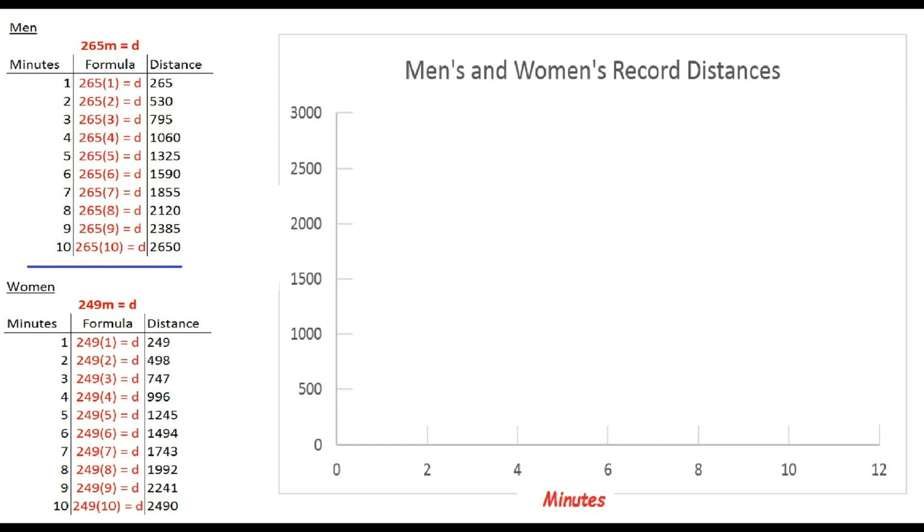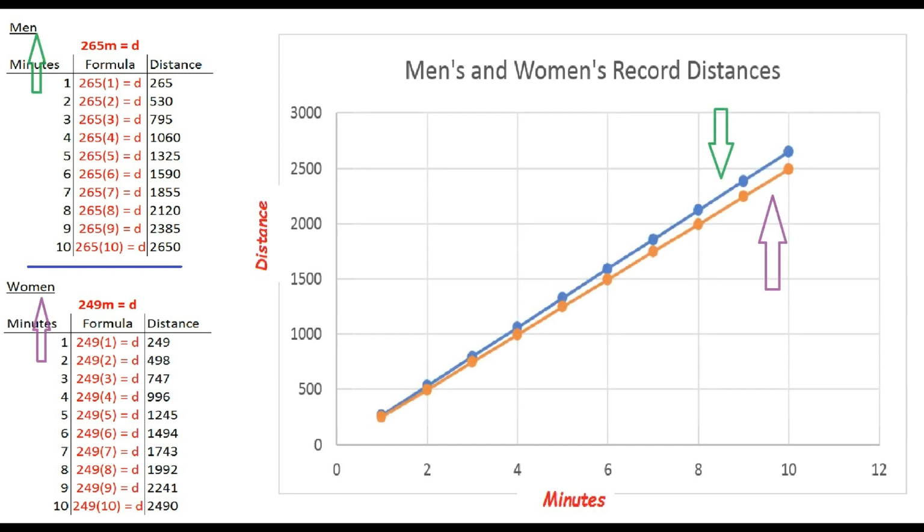So we're plotting our stuff now. Let's go ahead and plot our record distances. At the bottom, we have minutes, and up the side on our y-axis, we have distance. So minutes across the x-axis, distance on our y. The men is going to be that blue line. The women is going to be that orange line. So here we have 265 M equals D for the men's formula, 249 M equals D for the women's formula. For each one of those minutes, you see where those yellow boxes are showing up? I've plotted both the men's distance, which is the blue dot, and the women's distance, which is the orange dot.